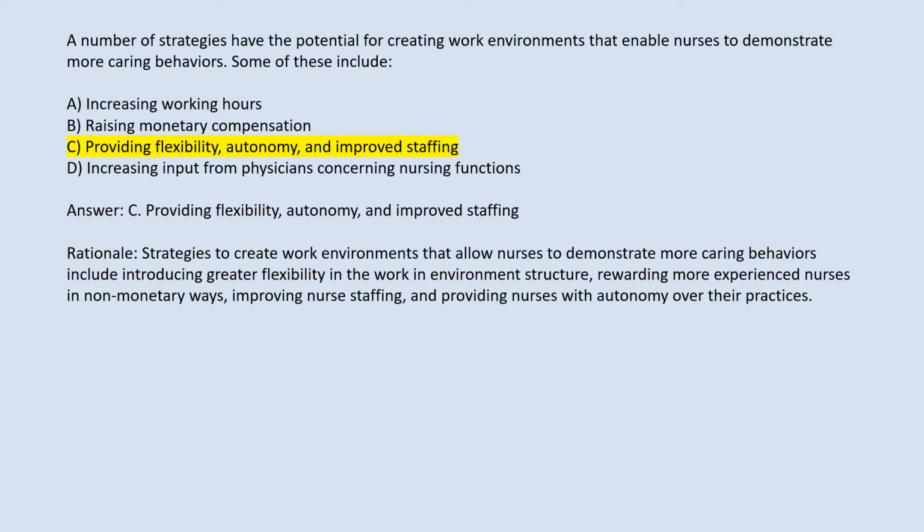Answer: C. Providing flexibility, autonomy, and improved staffing. Rationale: Strategies to create work environments that allow nurses to demonstrate more caring behaviors include introducing greater flexibility in the work and environment structure, rewarding more experienced nurses in non-monetary ways, improving nurse staffing, and providing nurses with autonomy over their practices.